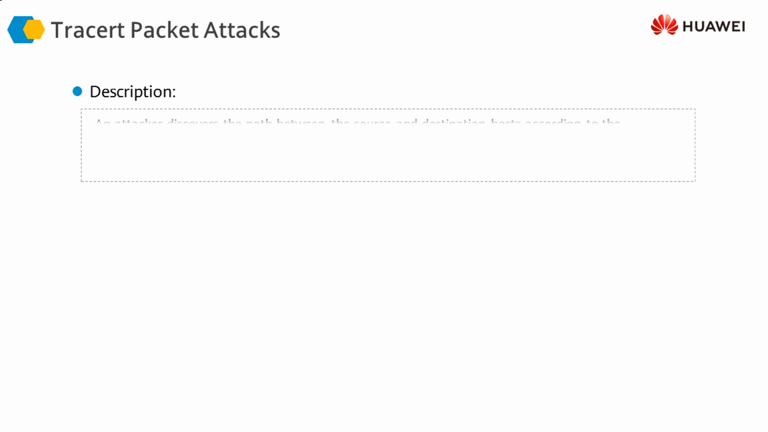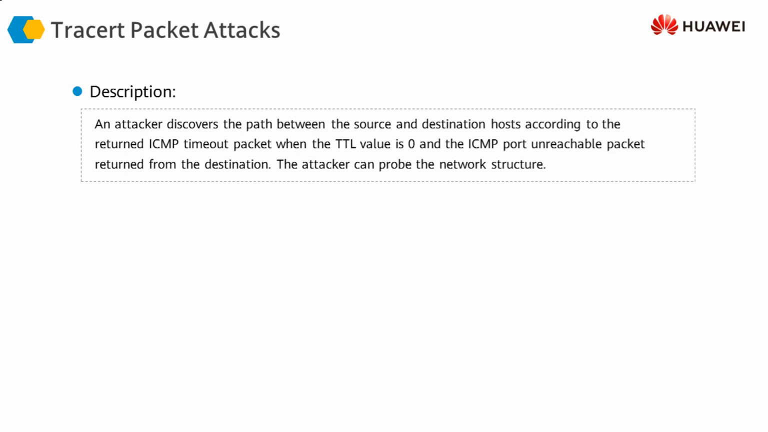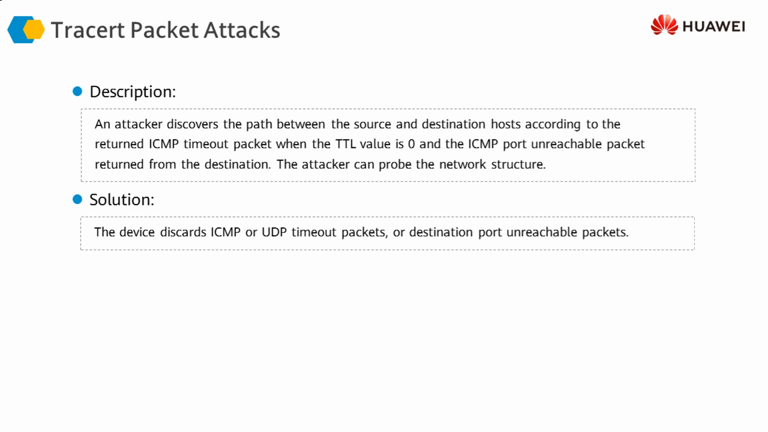The next attack is the traceroute, or tracert, packet attack. An attacker can use the traceroute packets to discover the network topology or the path towards a certain destination. This is done by using the TTL field in the IP header. Whenever a TTL field reaches 0, an unreachable packet is returned, and by looking at these packets, the attacker can find out the path towards the destination. If we want to defend against this attack, we can configure the command firewall defend tracert enable.